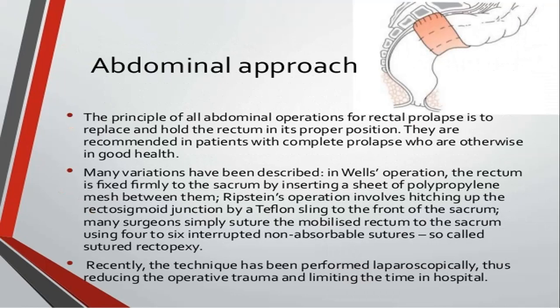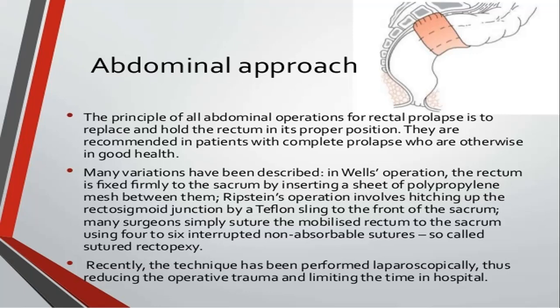Now, the abdominal approach. The principle of all abdominal operations for rectal prolapse is to replace and hold the rectum in its proper position. What are the principles for the abdominal operation? To replace and hold the rectum in its position. They are recommended in patients with complete prolapse who are otherwise in good health. So abdominal operation is for those patients who are in very good health, because they can tolerate general anesthesia, so we can apply the abdominal approach. Many variations have been described.